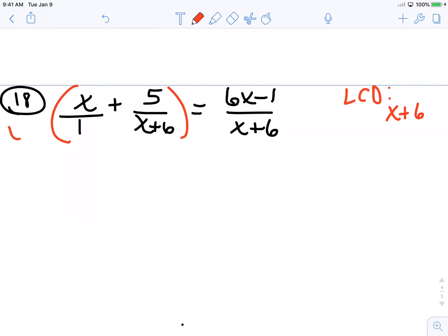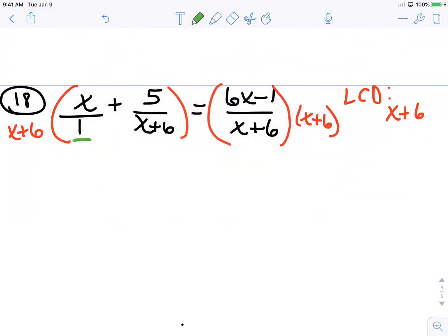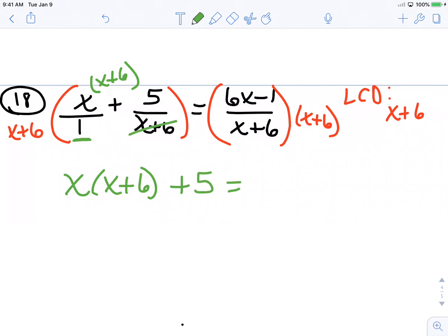Using the same process, multiplying the left side of the equation by the least common denominator and the right side. And then thinking about what is missing. So our first denominator only has a 1. It's missing the x plus 6. So that becomes x times x plus 6. The second denominator has the x plus 6. It doesn't need anything, so the numerator is just that 5. On the other side of the equal sign, again, it has the x plus 6. It doesn't need anything. We just have the 6x minus 1.